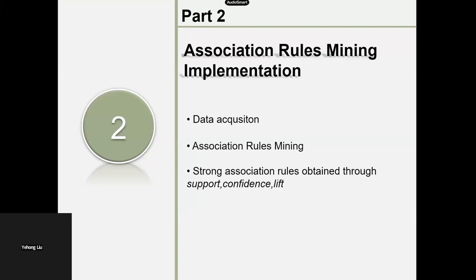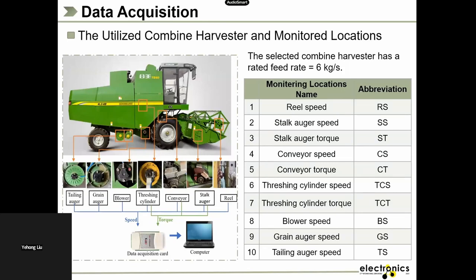This section will dive into the comprehensive presentation of our research, encompassing three main components. To begin with, we will introduce the data collection process under various feedrates. The figure shows the monitored locations and the parameters. Specifically, we have employed a combine harvester with the designated feedrate of 6 kilograms per second. Our monitoring system encompasses 10 important rotating components, with state parameters comprising 3 torque values and 7 rotational speeds.